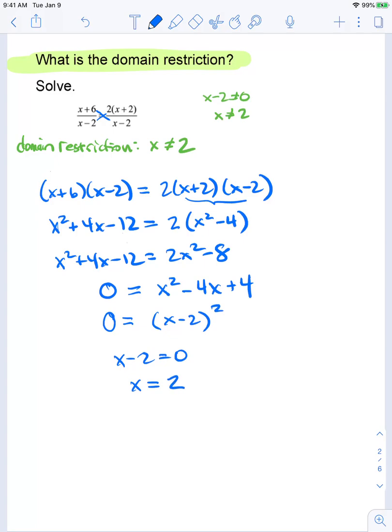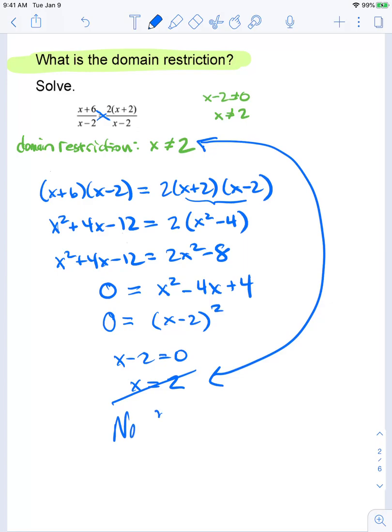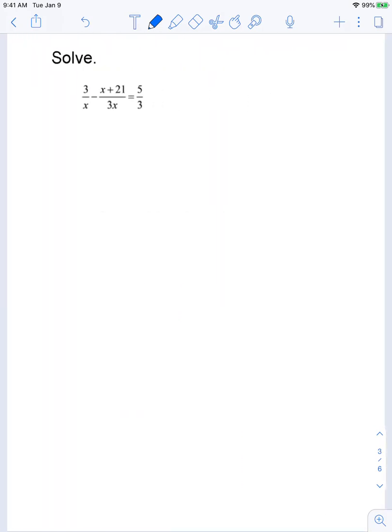Now, I have to check back with my domain restrictions. And since x cannot equal 2, I have to eliminate the solution from my solution set, which means I'm left with no solution. And that's the answer to this problem. Okay, moving on to example 3.